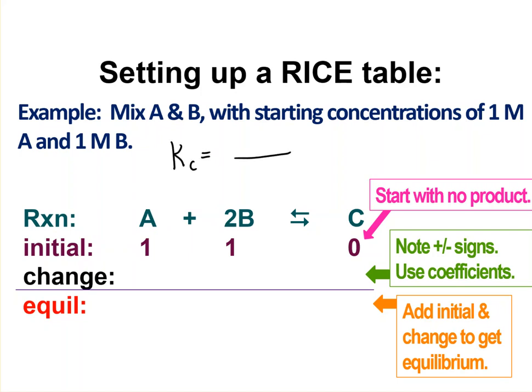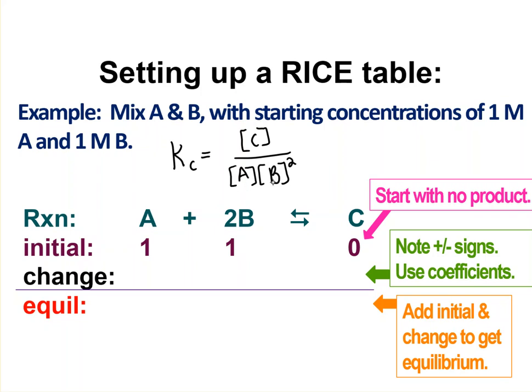And just to remind you what this one looks like, remember we put products over reactants. These concentrations, remember the brackets mean molarity. And then we use the coefficient to get our exponent. Okay, so even if we knew this number, we have to figure out how these all change, and these are related to each other.